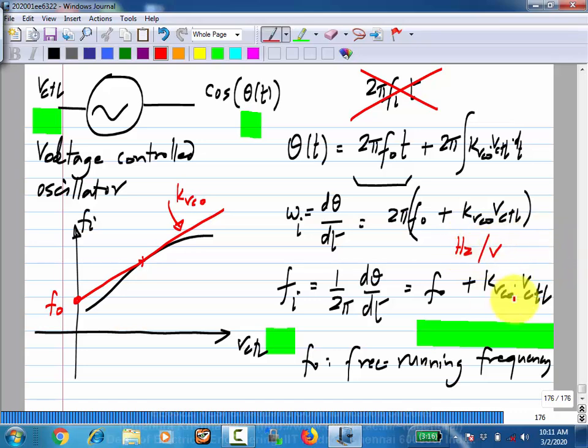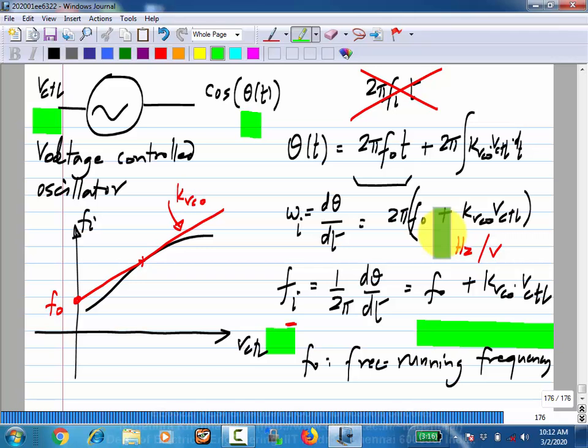By our definition, the units of kVCO will be hertz per volt, because we have made the instantaneous cyclic frequency to be kVCO times V control. Again, this definition can vary. Sometimes this 2 pi is absorbed into kVCO and the instantaneous radian frequency is made proportional to V control with a constant. It's all the same, but there will be some scaling of 2 pi, etc., or 1 by 2 pi. Is this okay?